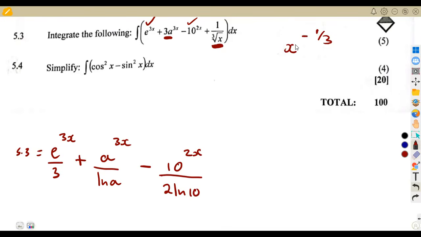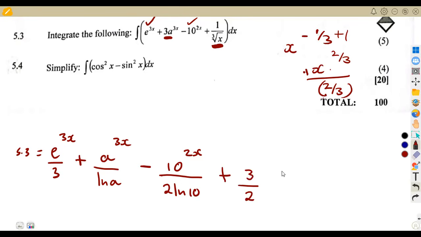But for this x now, it's a normal integration. Remember, your normal integration is that you have to add 1 on the exponent. So if you add 1 on the exponent, it is going to be x to the exponent of 2 over 3 over the new exponent, which is 2 over 3. So that means we are dividing 1 divided by 2 over 3. If we divide 1 by 2 over 3, it is going to give us 3 over 2.